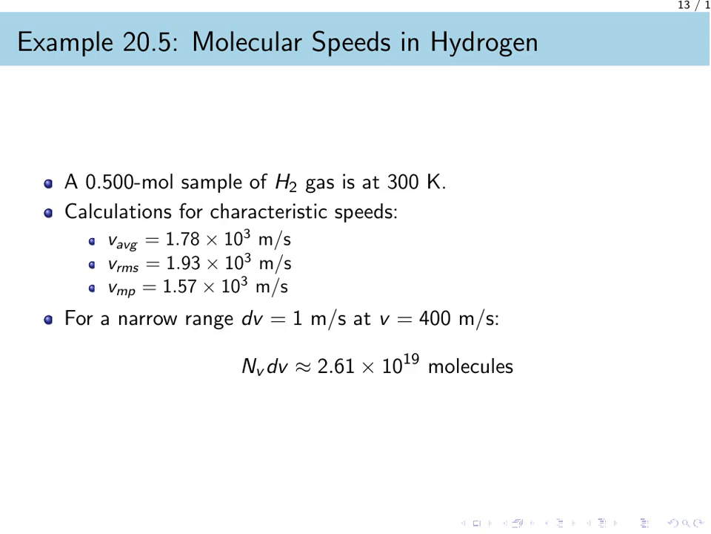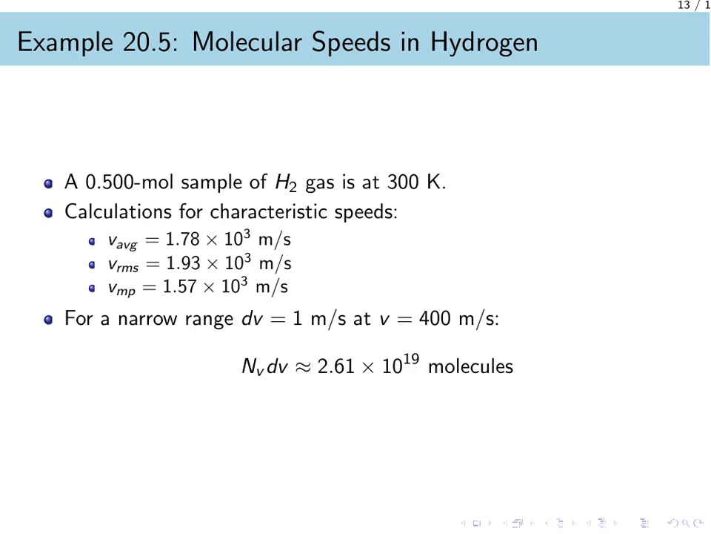Let us apply these to a practical example involving a half-mole sample of hydrogen gas at 300 Kelvin. Using our formulas, we find the average speed is 1.78 times 10 to the third power meters per second. The root mean square speed is slightly higher at 1.93 times 10 to the third power meters per second, and the most probable speed is 1.57 times 10 to the third power meters per second.